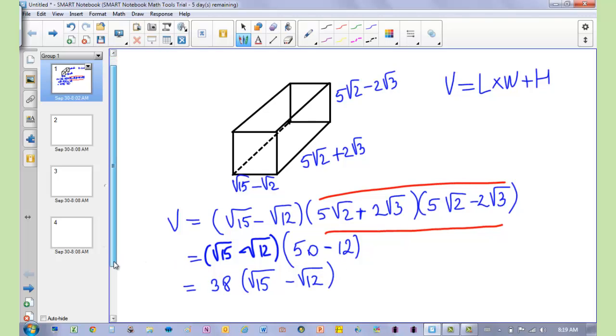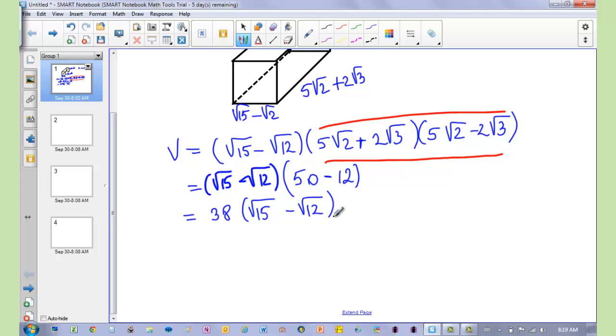I'm hoping that you notice that inside the bracket one of the radicals is not fully simplified, radical 12. There is a perfect square that we can extract from under the radical, and that perfect square is 4. So when we extract it, we can square root that 4 and get 2. So we have 38 radical 15 minus 2 radical 3.